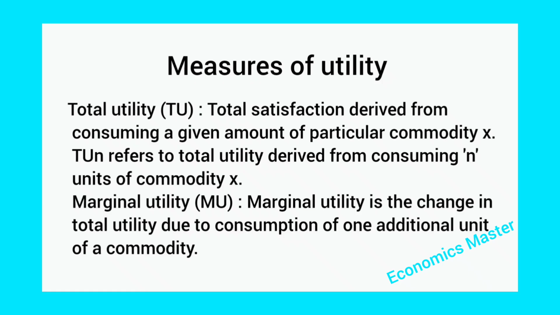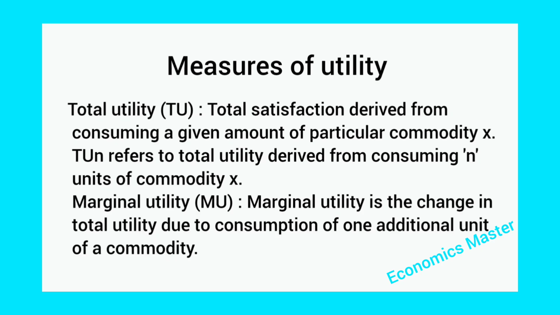Total utility and marginal utility are the two measures of utility in the cardinal utility analysis. Total utility means the total satisfaction derived from consuming a given amount of a particular commodity. Here the commodity is denoted by X. TUn refers to the total utility derived from consuming n units of commodity X. For example, X is an apple. N units of X means 5 apples, 6 apples, like that.